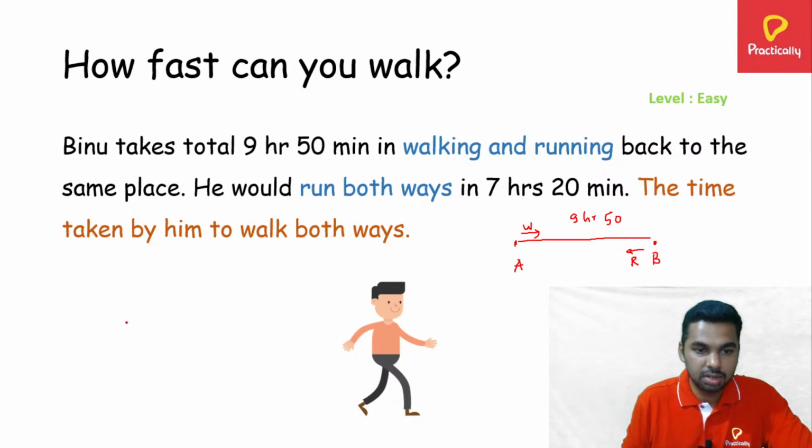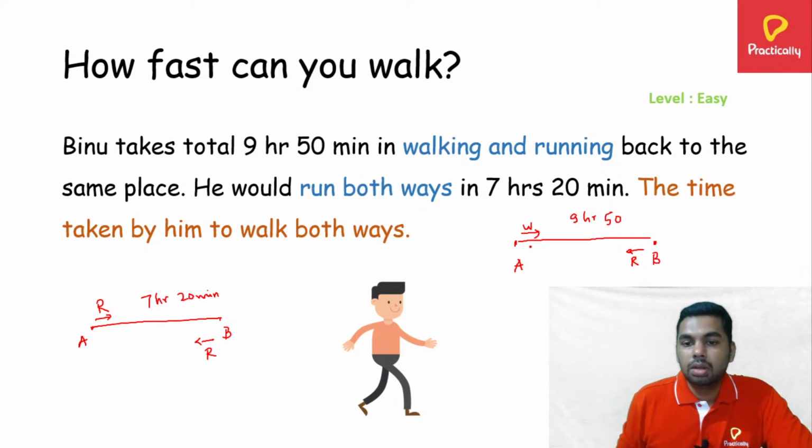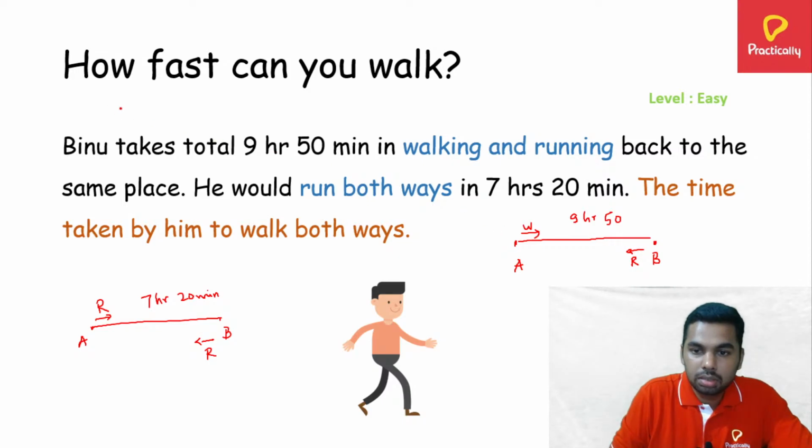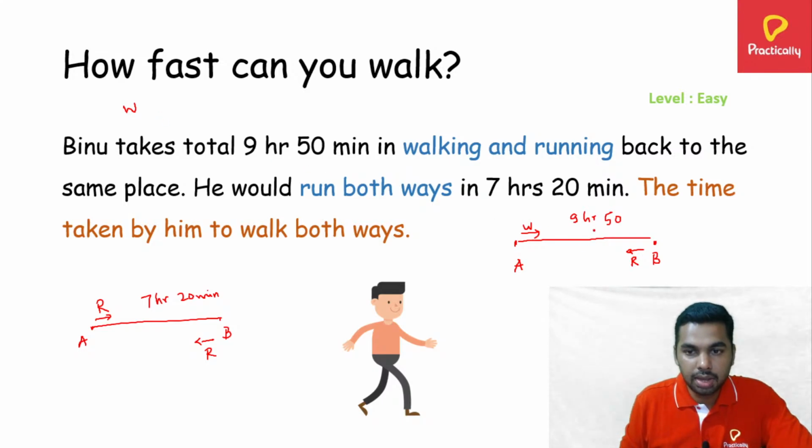Now he would run both ways in 7 hours and 20 minutes. So I'll just draw the picture here. This is for the second case. That is, A is here, B is the destination. He is running forward and he is running back, and this takes 7 hours 20 minutes. All right. So we want to find what is the time taken for him to walk in both the directions. Okay. So let's just identify the problem here. So W is walking forward and he has a certain speed while he walks. So running speed is different. So the total time is given, which is 9 hours and 50 minutes.